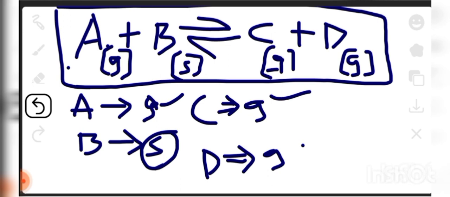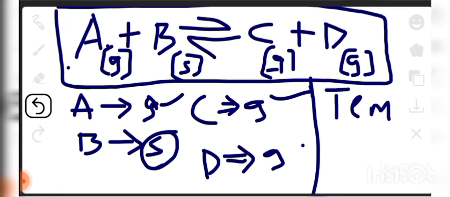Now let's look at factors that will affect chemical equilibrium. We have different factors that can alter the equilibrium position of a chemical reaction. Examples of such factors are the following. We have temperature. Temperature can affect chemical equilibrium. We have pressure.